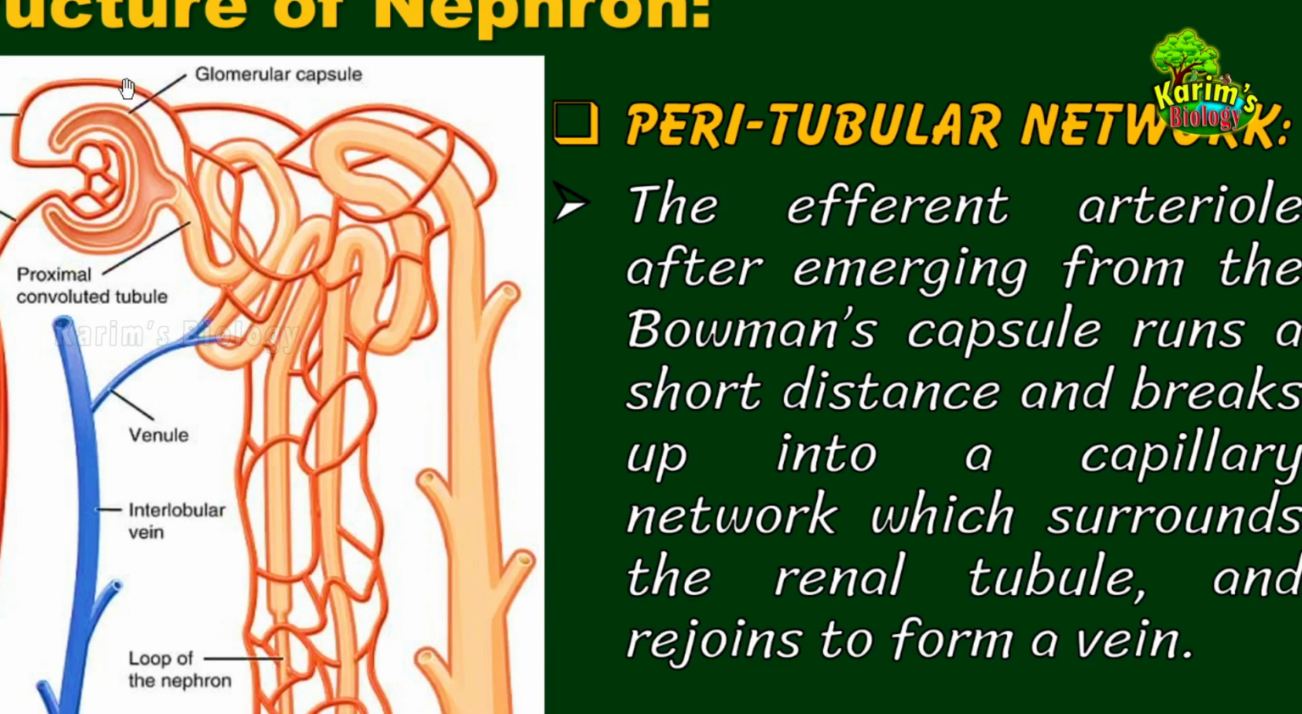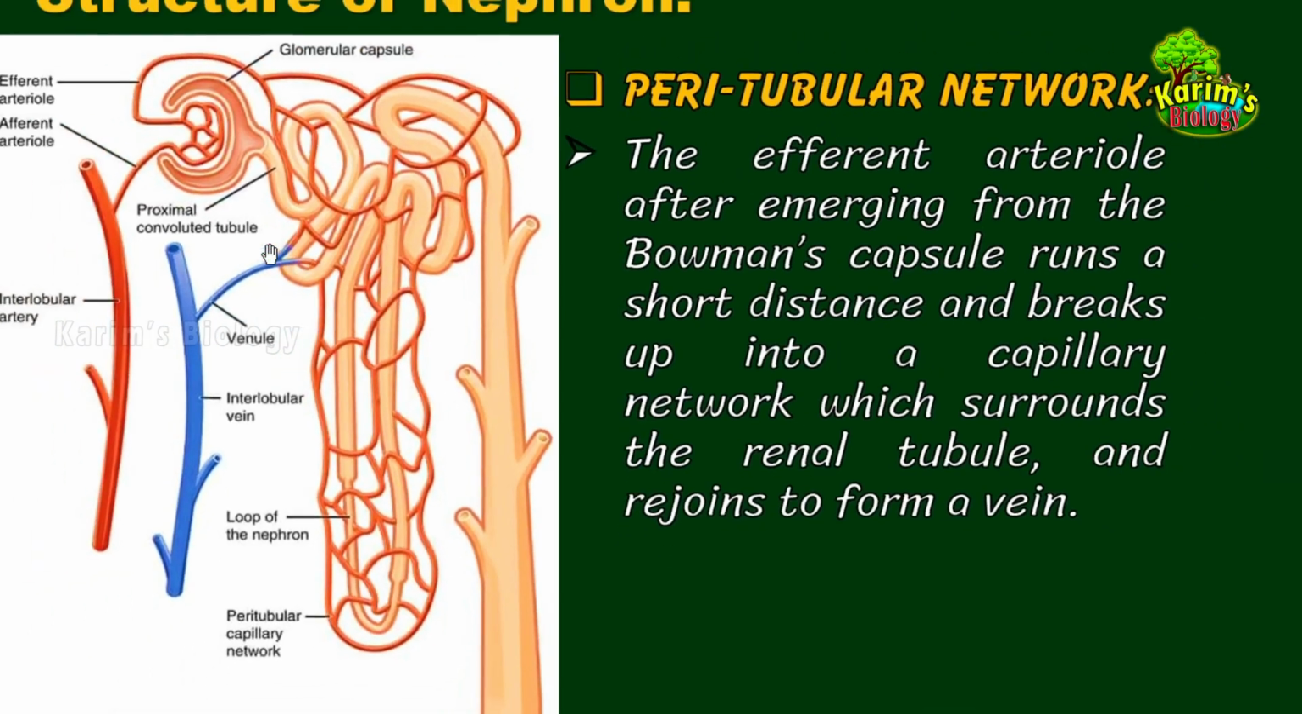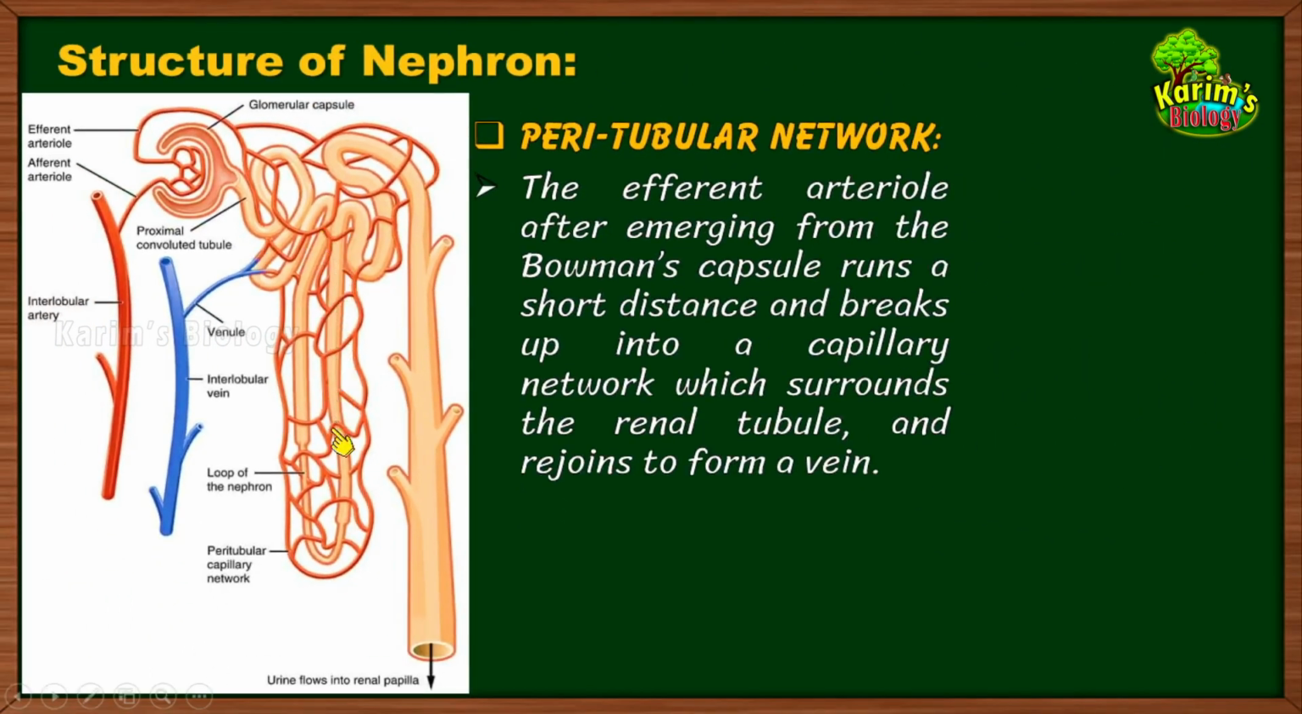Look here, it is running a short distance, and afterwards what's happening to this? Can you see? Yes, this efferent arteriole, after coming out of the Bowman's capsule, is dividing into so many capillaries, and all these capillaries, look at this picture clearly, are surrounding this tubular part of the nephron. Actually here efferent arteriole is dividing into multiple capillaries, and they are surrounding the renal tubule. Again they are fusing together and forming a venule, right?